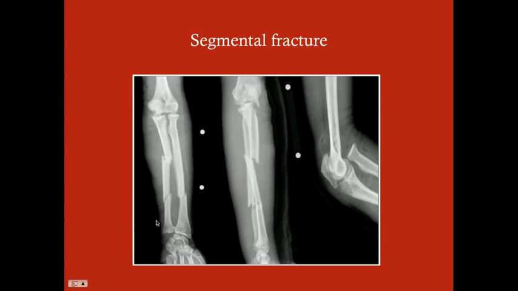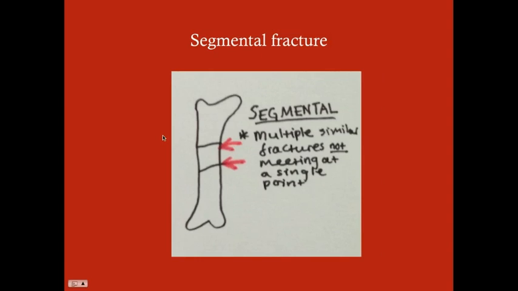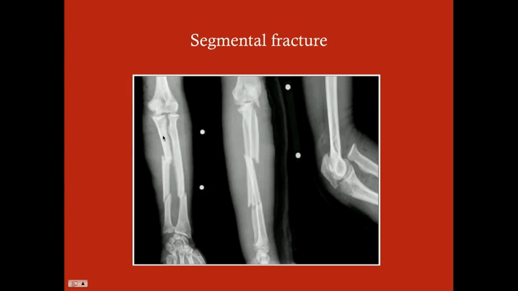So here are some good examples of segmental fractures. Here we've got a transverse fracture and then an oblique fracture here, and so this is a segmental fracture. Whereas this bone here, it only looks like a transverse fracture. So this is a segmental fracture in that you've got multiple fractures on the same bone and it breaks it up into segments. That's the best way to remember it.